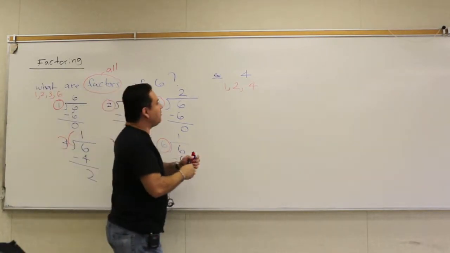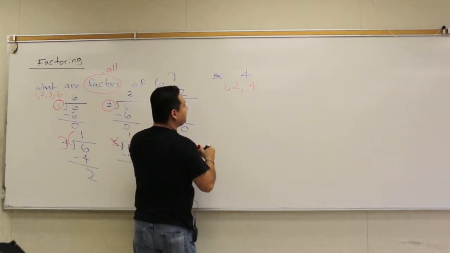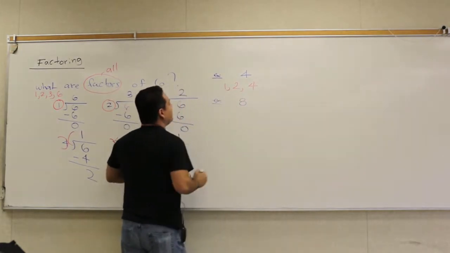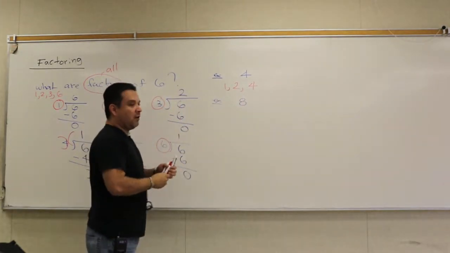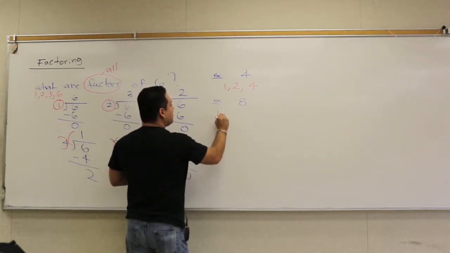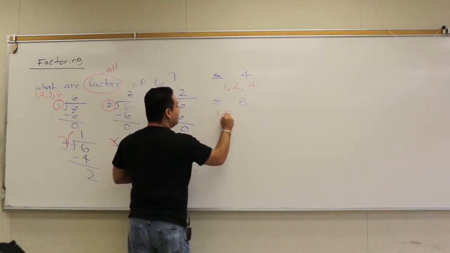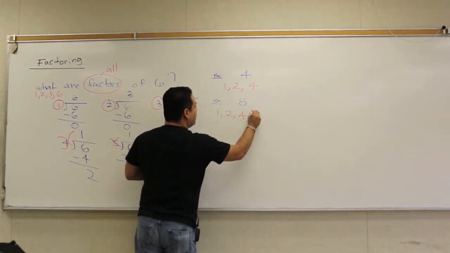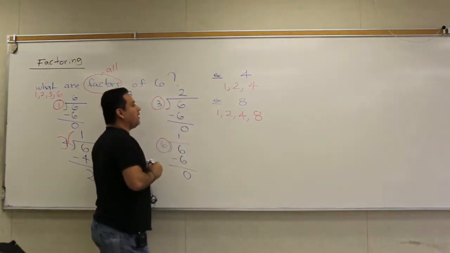All right, let's try another one. We're going to list factors here. List the factors of 8. What are factors of 8? 1 divided by 8. You're going to start good. You start with 1. 1, what else? 2, 4, okay.